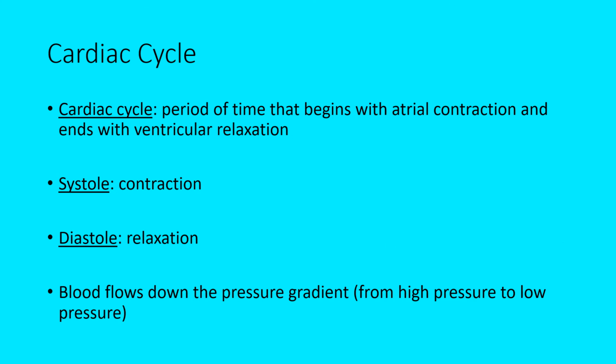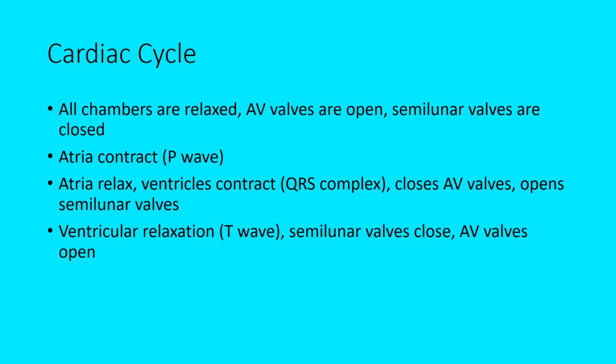So the cardiac cycle, this is the time period that it takes. It's going to start with the atrium contracting, and it's going to end with the ventricles relaxing. Systole is contraction. Diastole is relaxation. So when you talk about systolic pressure versus diastolic pressure, you're comparing the contraction versus the relaxation. Blood's going to flow down a pressure gradient. It's always going to flow from high pressure to low pressure, as most things will.